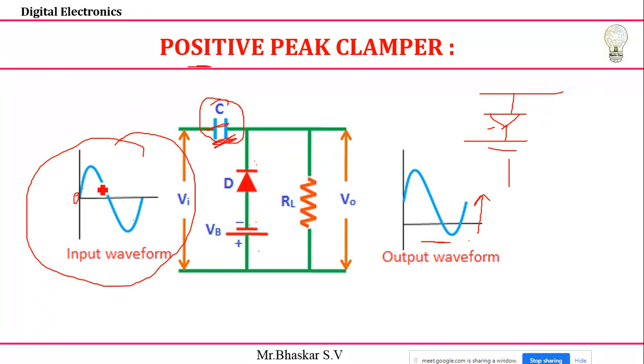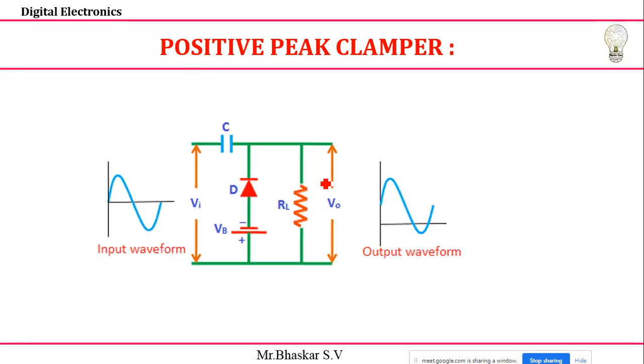Usually during one of the cycles the diode will be forward biased. At that time current starts flowing in this direction and the capacitor stores some charge. These charges are helpful to shift the waveform by some level. We'll see that. So this is the circuit of the positive peak clamper.